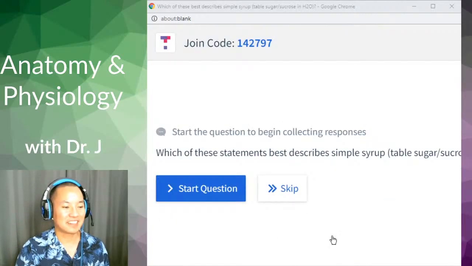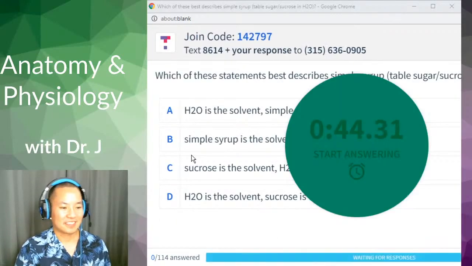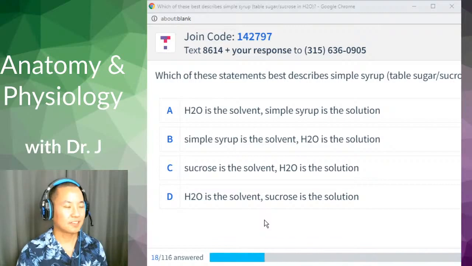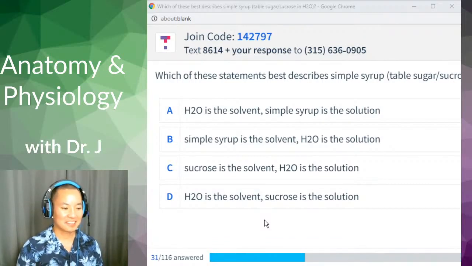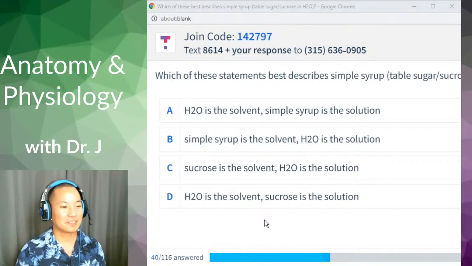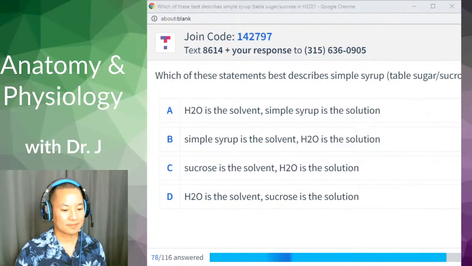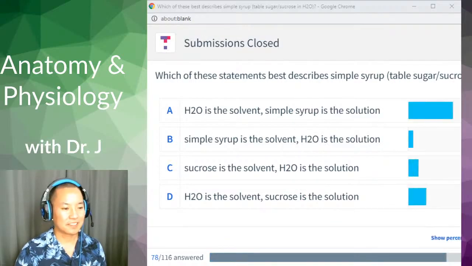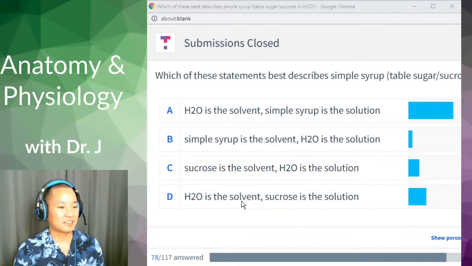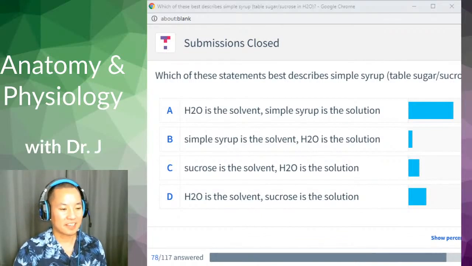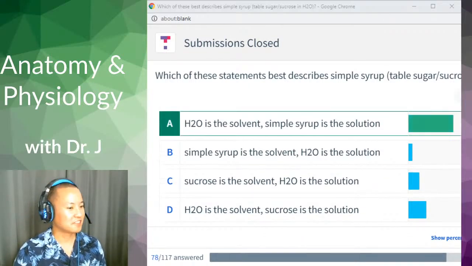All right, in case you missed that, mulligan. We're talking about basic simple syrup, in other words, sugar water. Which is the solvent, which is the solution? Okay, let's see what people said. The majority of you said that water is the solvent, simple syrup is the solution, and second, that water is the solvent, sucrose is the solution. Which is correct? The first choice is correct.